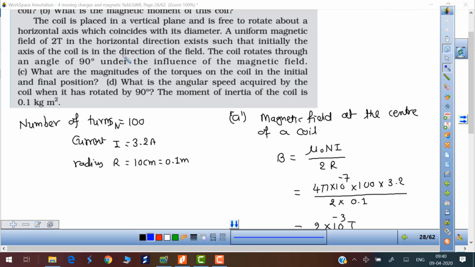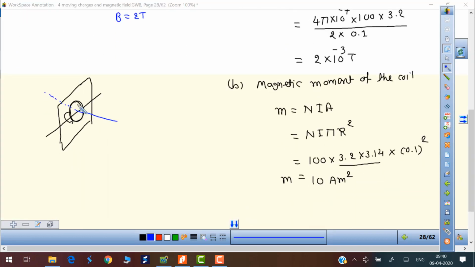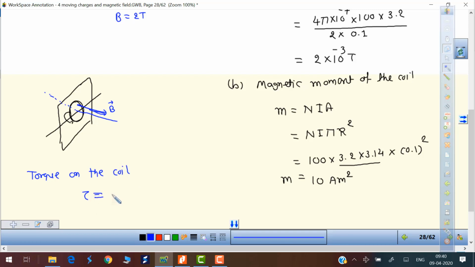A uniform magnetic field of 2 Tesla, so I write B is equal to 2 Tesla in horizontal direction exists such that initially the axis of the coil is in the direction of the field. So this is also the direction of magnetic field. Okay, so what is the torque on the coil? Torque is equal to M B sine theta.